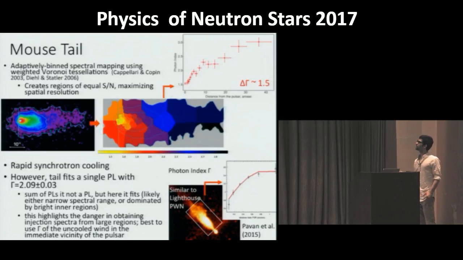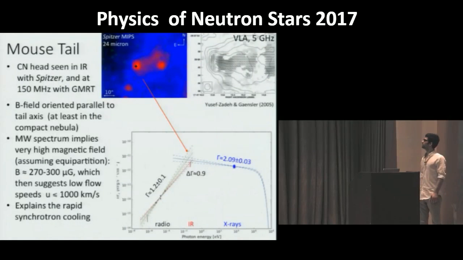However, if we extract the spectra from the entire tail behind the pulsar, it fits a very well-constrained single power law model. And that's strange because the spectrum is not a power law in itself, but here it fits very well. And if we didn't perform spatially resolved spectroscopy, we'd think, oh, that's the spectrum of the tail. But this highlights the danger in obtaining the injection spectrum from large extraction regions and shows that it's best to use a gamma of the uncooled wind near the vicinity of the pulsar. Similar rapid cooling trends are also seen in the Lighthouse pulsar and nebula.